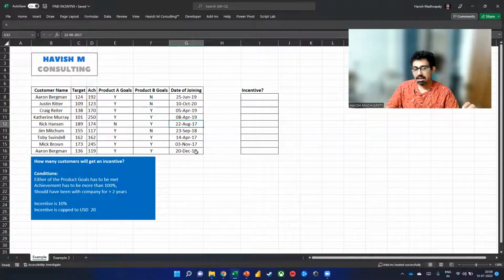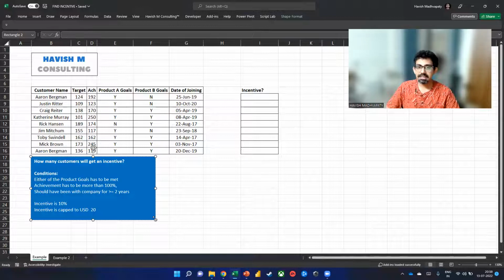Number one, either of the product goals should be met. So either A or B or both, but at least one. The achievement has to be more than 100%, not 100 or less than that, but more than 100. And the person should have been with the company for at least 2 years. So greater than or equal to 2 years. So we essentially want to reward the longevity, the tenure, and the loyalty of the customer.